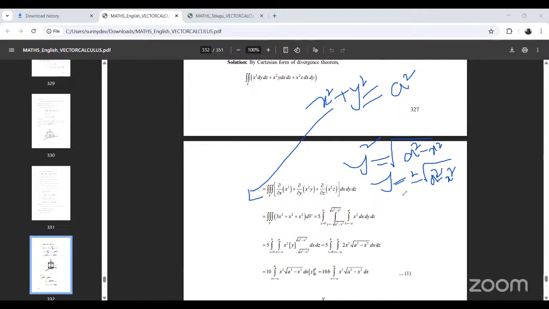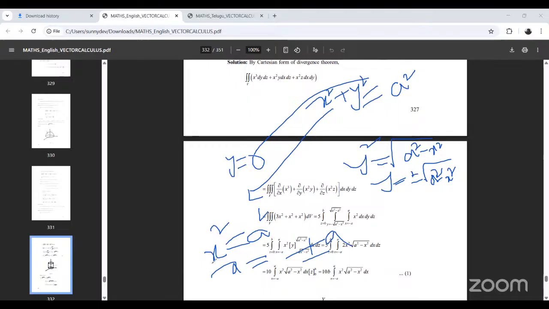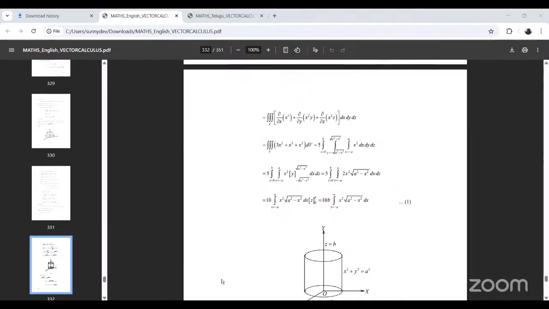So we need to find the x limits. For the x limits, we have to substitute y equal to 0. If we substitute y equal to 0, then we get x square equal to a square. From there, we get x equal to plus or minus a. So these are the x limits, and the y limits and z limits are given. Okay, so next, application.